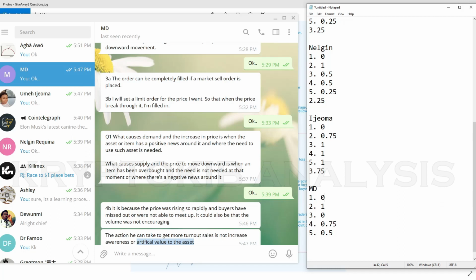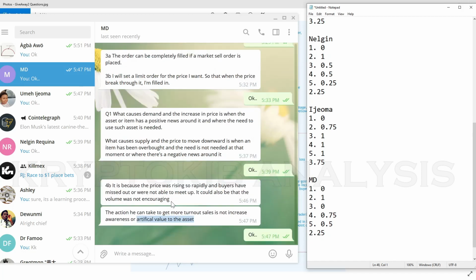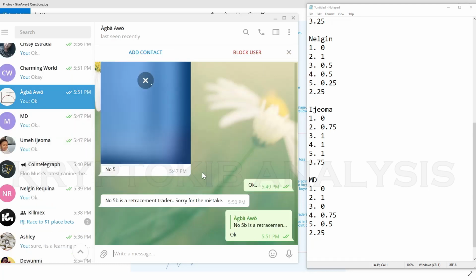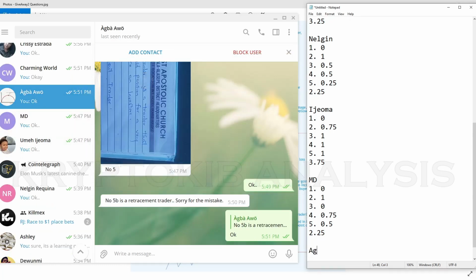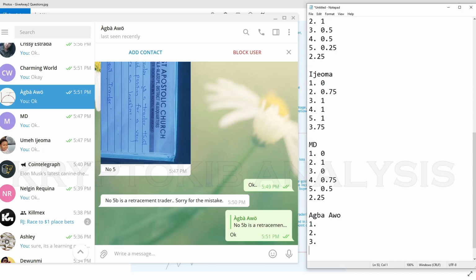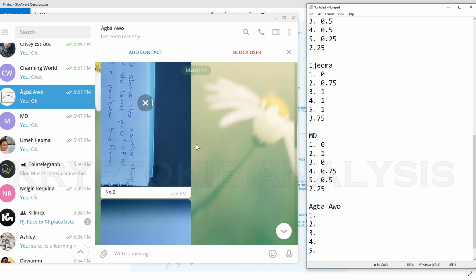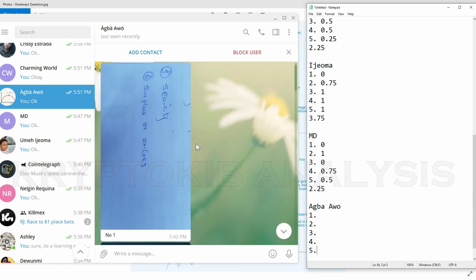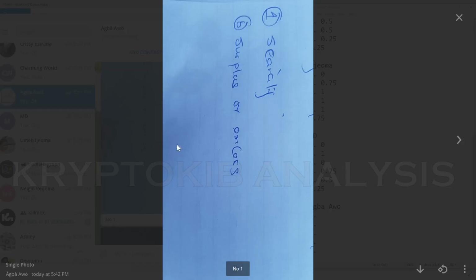Wow. So here we have 1.5 plus, that's 2.25. But all these things are actually simple. Then the next person, Agbawo. Is Agbawo here? Agbawo. Agbawo is not here. Okay. I don't know how I can rotate this thing.